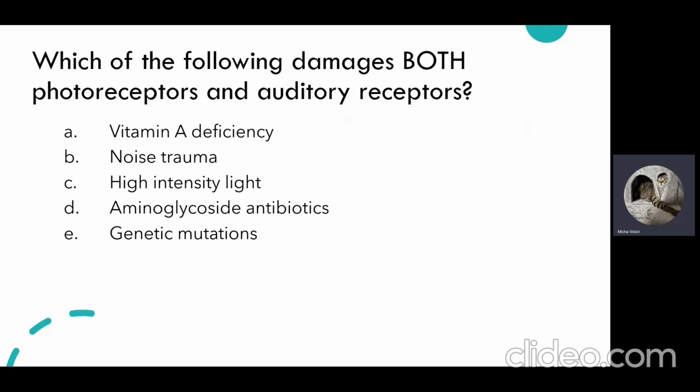Which of the following damages both photoreceptors and auditory receptors? We have A, vitamin A deficiency, B, noise trauma, C, high intensity light, D, aminoglycoside antibiotics, or E, genetic mutations. And the answer is genetic mutations.